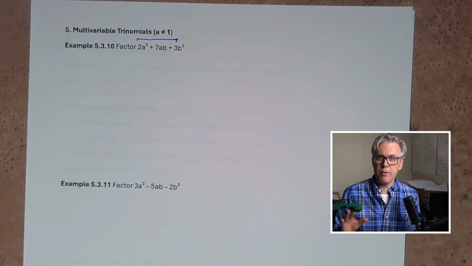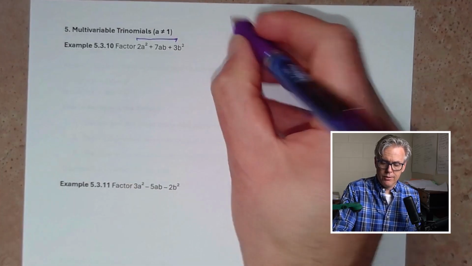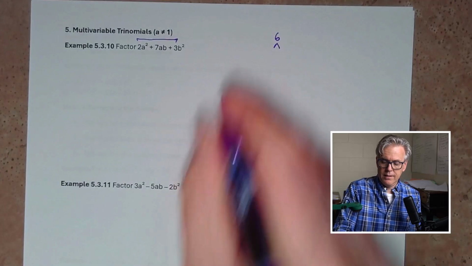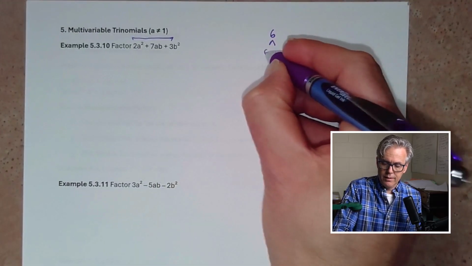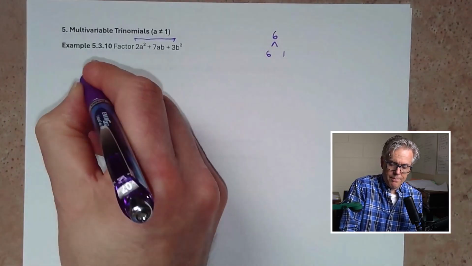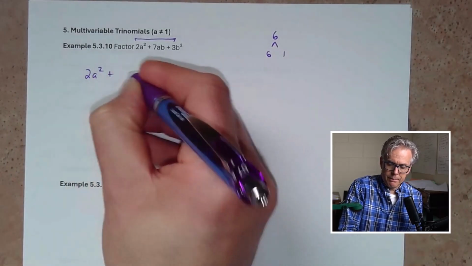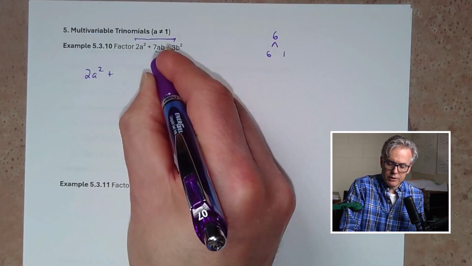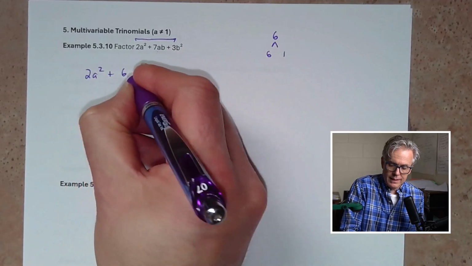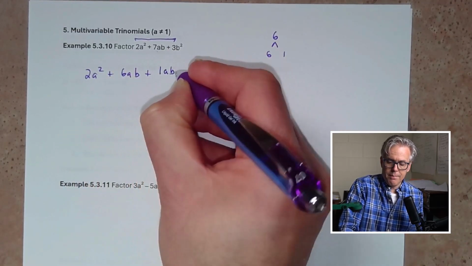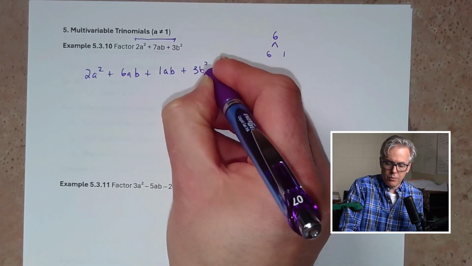So 2 times 3. Now, if you're pretty good at trial and error, just go to trial and error. 2 times 3, we're going to have 6. The factors of 6 that are going to sum to that middle term 7: 6 and 1, that's going to work out. So 2a squared plus, and again, we're splitting that 7 up across, so it's 7ab, so it's going to be plus 6ab plus 1, I'll put a 1 there just for emphasis, 1ab plus 3b squared.